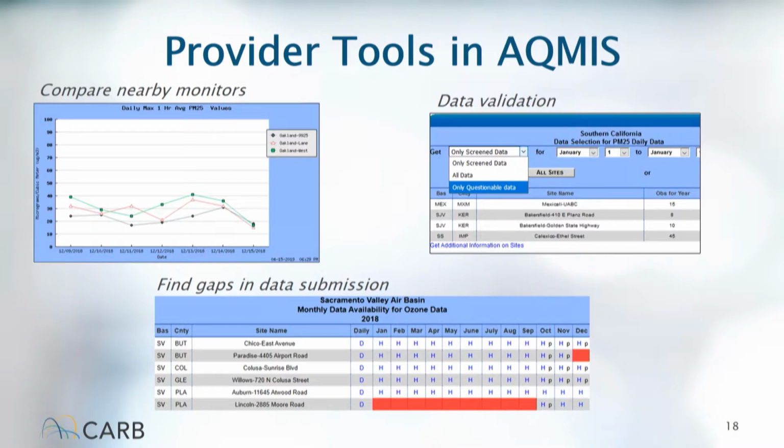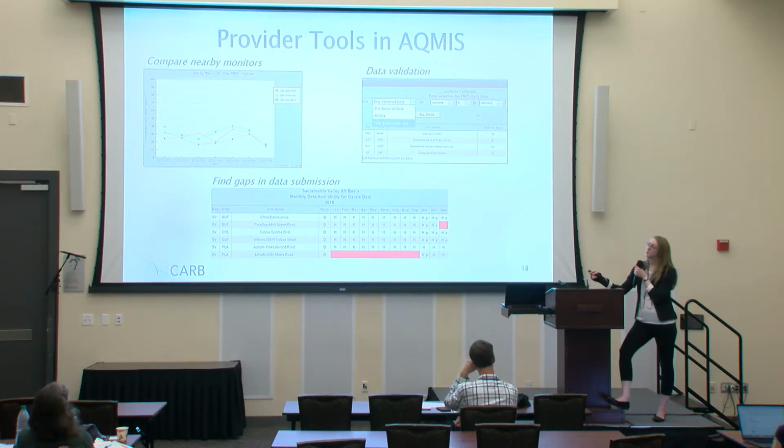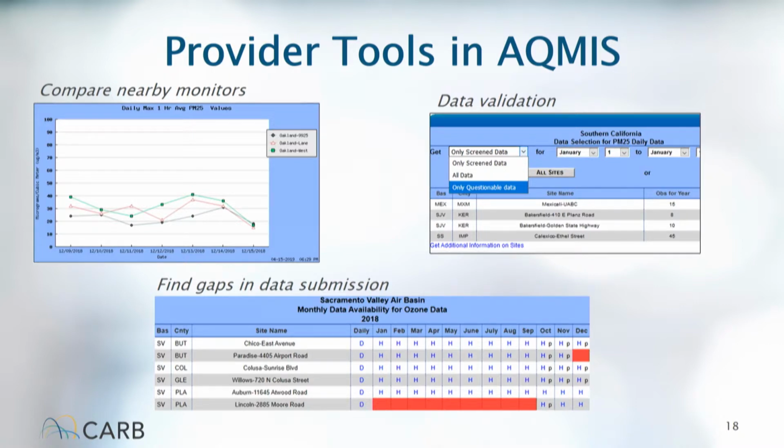As I mentioned, there are a lot of tools that we have developed just for data providers. We have this comparison that we can do. It's not really the primary use you'd think of for that, but it's definitely useful for looking at outliers. We also have tools that help you look at the gaps in data submission. This is our monthly inventory tool, and you can see where there's no data being submitted for a particular site.